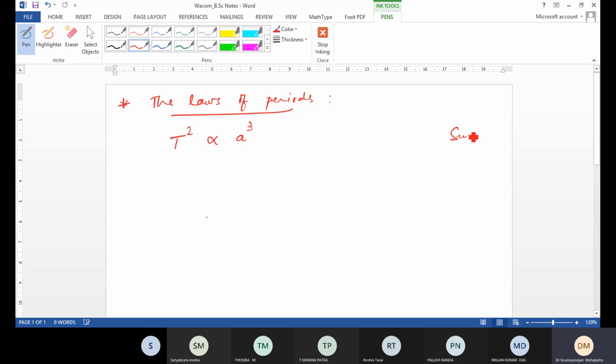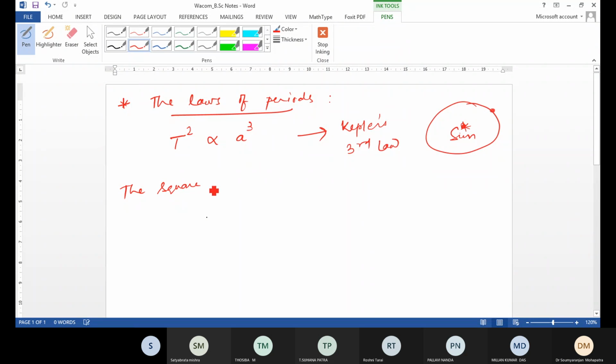Suppose this is the sun and the planet is revolving in an elliptical orbit. Let's say this is the sun here and the planet is revolving around the elliptical orbit. So the square of the time period is proportional to the cube of the semi-major axis of the ellipse. Am I audible to all? Yes. So this is what we are going to find out. Basically, this is the third law, also known as Kepler's third law. So what is the law telling you?